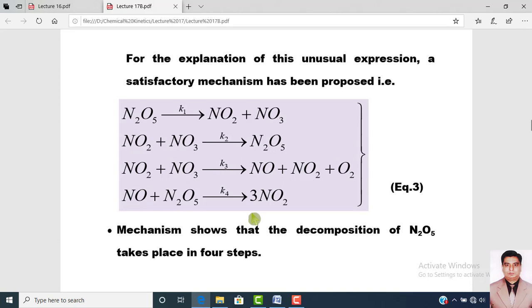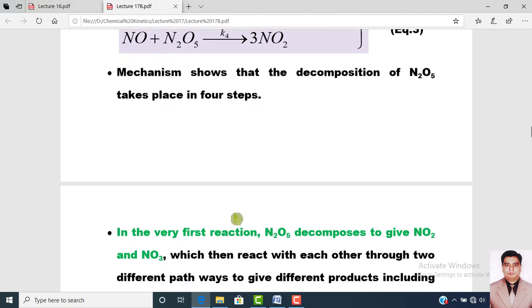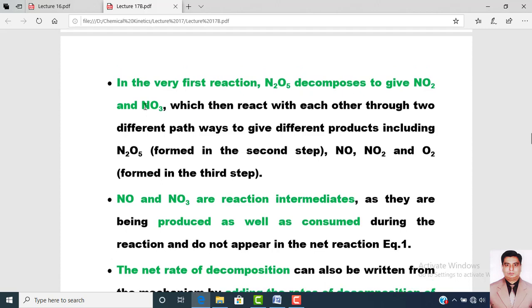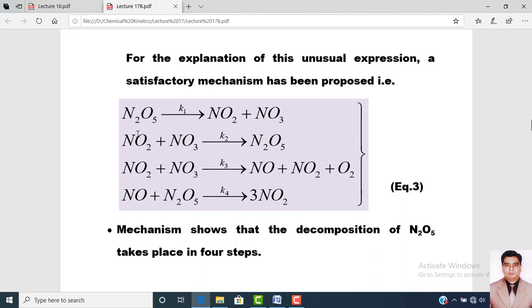Dear students, this is the proposed mechanism for the thermal decomposition of dinitrogen pentoxide, and it completes in 4 steps. If you see all steps in detail, then you can have an idea that in the very first reaction, N2O5 decomposes to give NO2 and NO3. As you can see here, in the first step, N2O5 under rate constant K1 decomposes to NO2 and NO3.